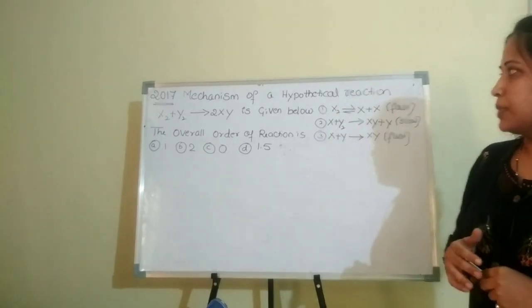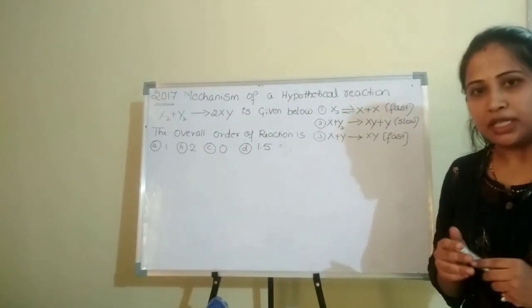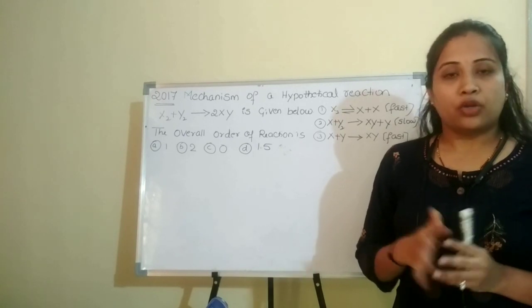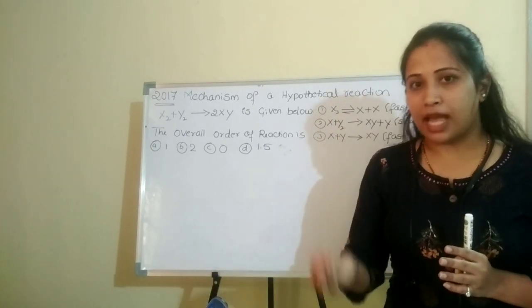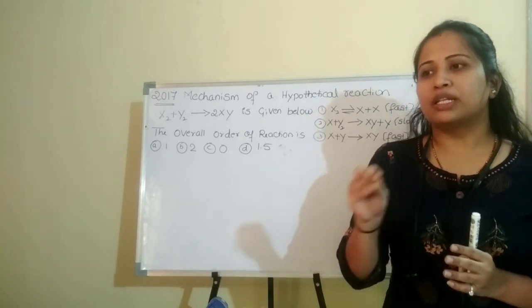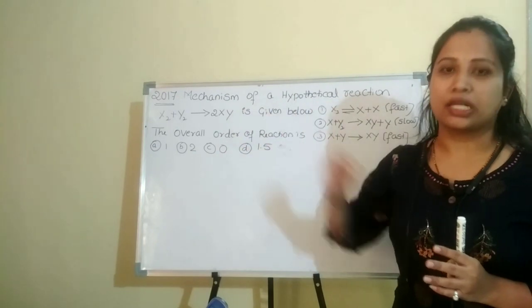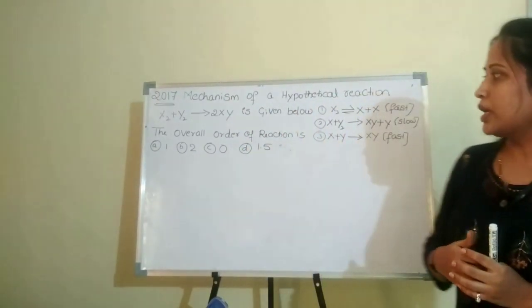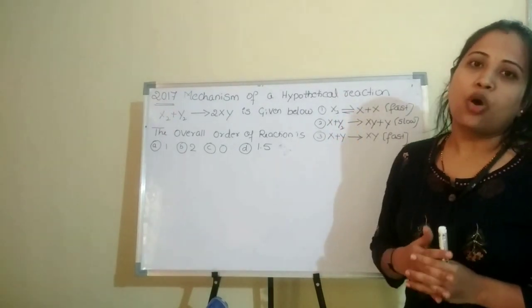The thing we need to understand here is that a hypothetical reaction is simply a representative reaction, where we are not taking a particular reaction or particular compounds undergoing a reaction. Overall, we are taking X2, Y2 and 2XY as a representation, which we call a hypothetical reaction. The three steps are the mechanism and we need to calculate the order.